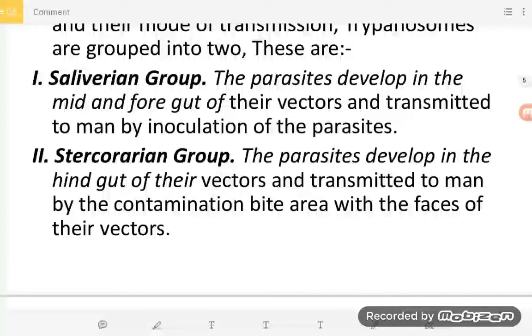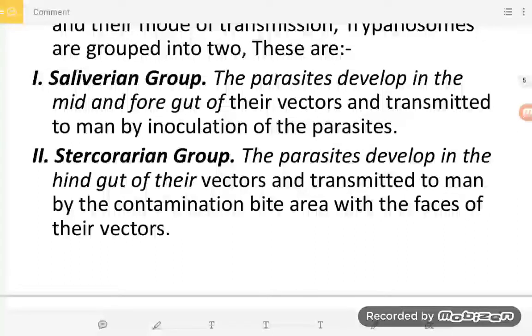So here in this first group, these vectors transmit to the human. The parasites are transmitted by this vector through the saliva, because the parasites normally develop in the mid and foregut.